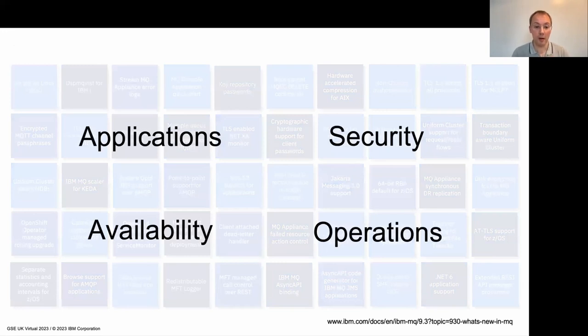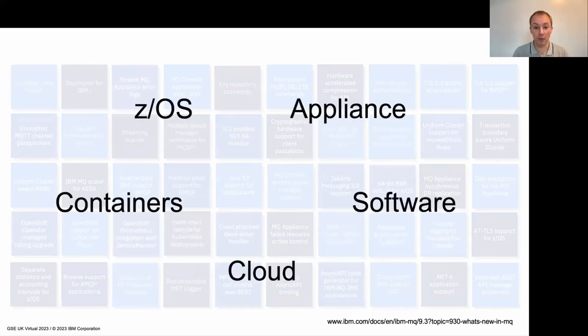So as you can see, we've covered quite a lot of enhancements in different main areas, be it applications, availability, security, and operations. But we've also covered enhancements that are targeted at all the different environments that MQ focuses on. So this is z/OS from the mainframe perspective. We've got some specific enhancements there, some for the appliance, some for the other software environments that we support, cloud platforms, and also just enhanced our container support. So we've tried to cover a broad range of features and enhancements as we move forward, and that's likely to continue into the future.